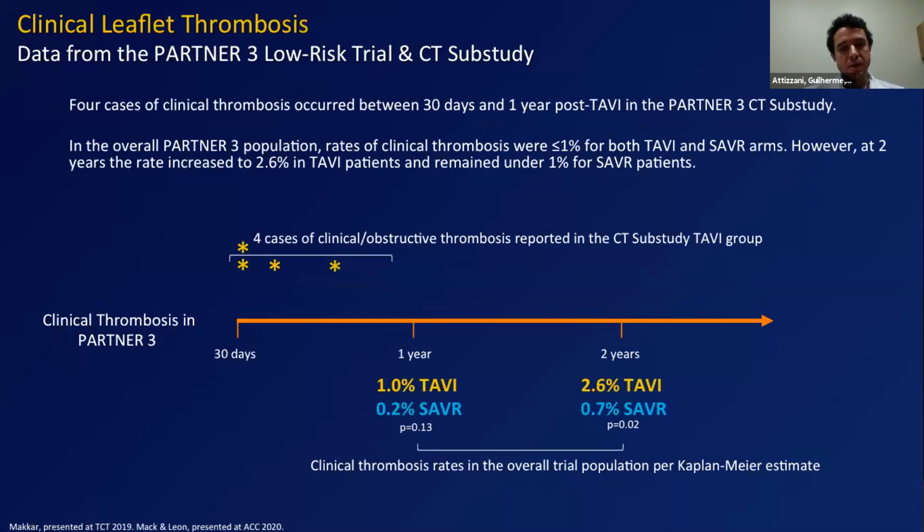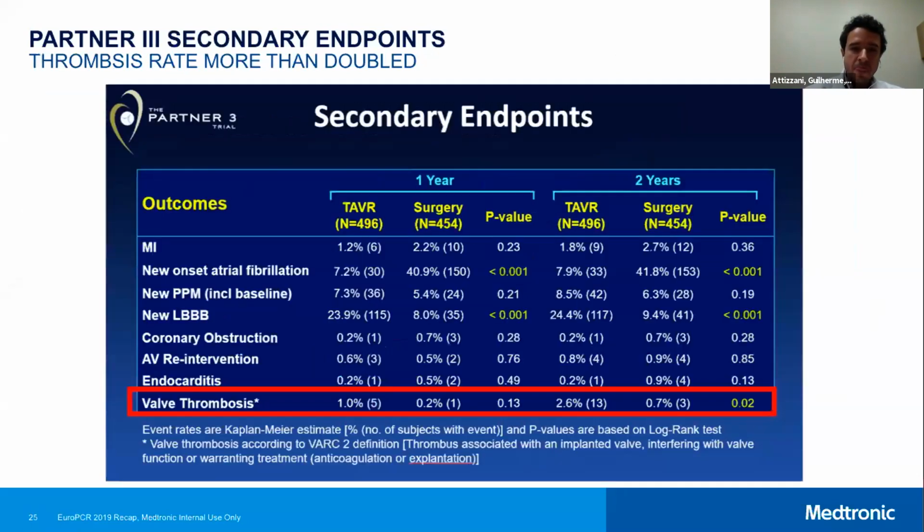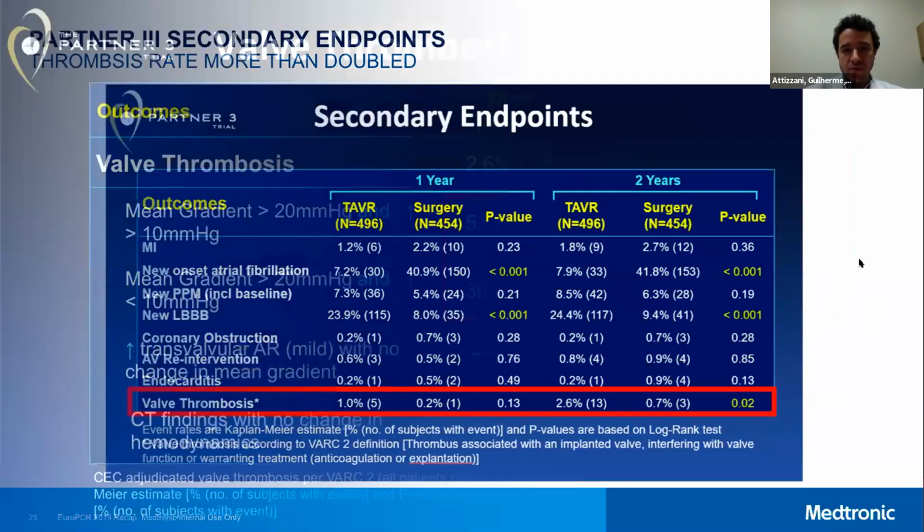Whereas in the PARTNER trial, out of 2 years, 2.6% of the TAVR valves showed some degree of clinical leaflet thrombosis. And when you pay attention to the data, you can see that down the road, at long-term follow-up, there was an increase in some events such as death and disabling stroke. It's hard to correlate them directly, but this data is there and we have to consider it. And here you can see that valve thrombosis out of 2 years was higher with TAVR valves compared with surgical valves in the PARTNER study.